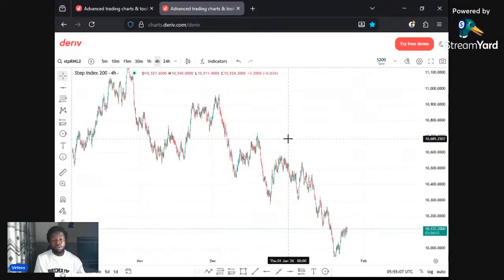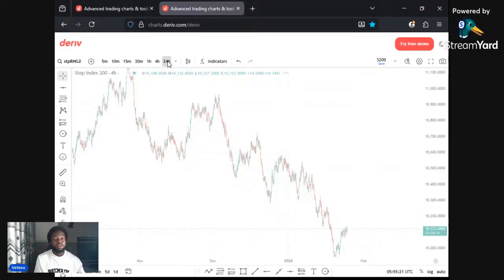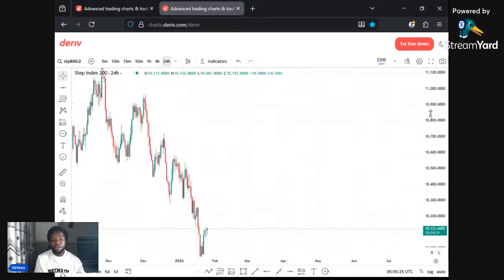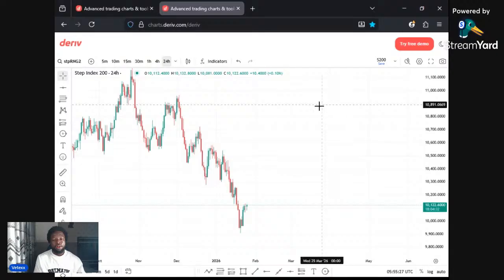Currently, the price is on the 4-hour time frame, but it's selling. Okay, the trend is on a bearish move at the moment, but it doesn't have any clear direction on the 4-hour time frame. So we are going to be doing an analysis from the 24-hour time frame, focusing only on recent price action.